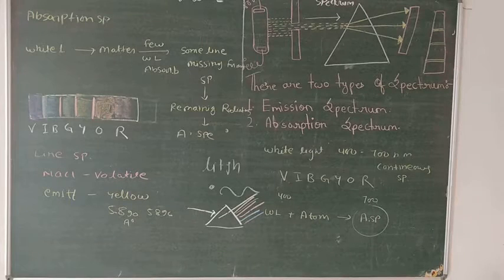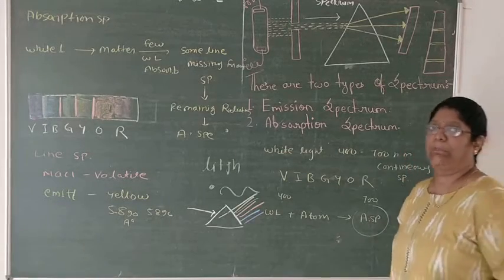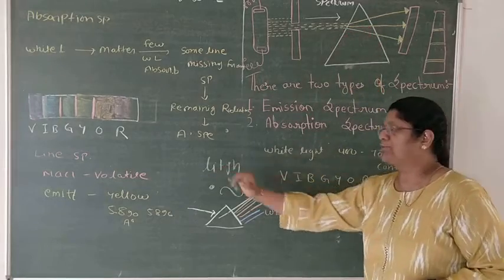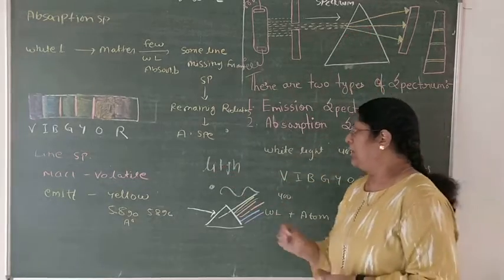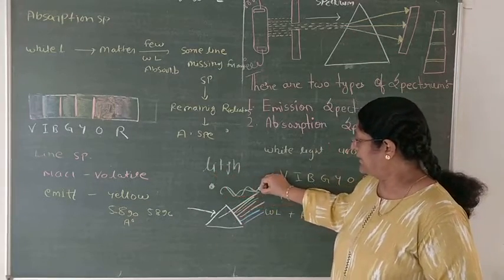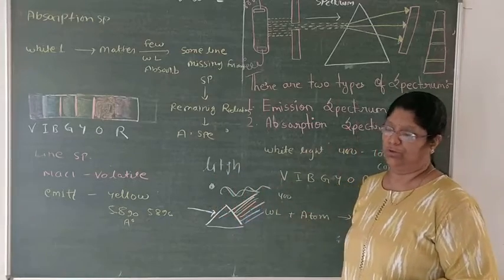11th class. We are continuing with chapter number 2, that is structure of atom. Now we are coming to another topic, that is spectrum. Before we want to understand a spectrum, we should know the nature of light. Light has dual nature. It behaves as a particle and also as a wave.